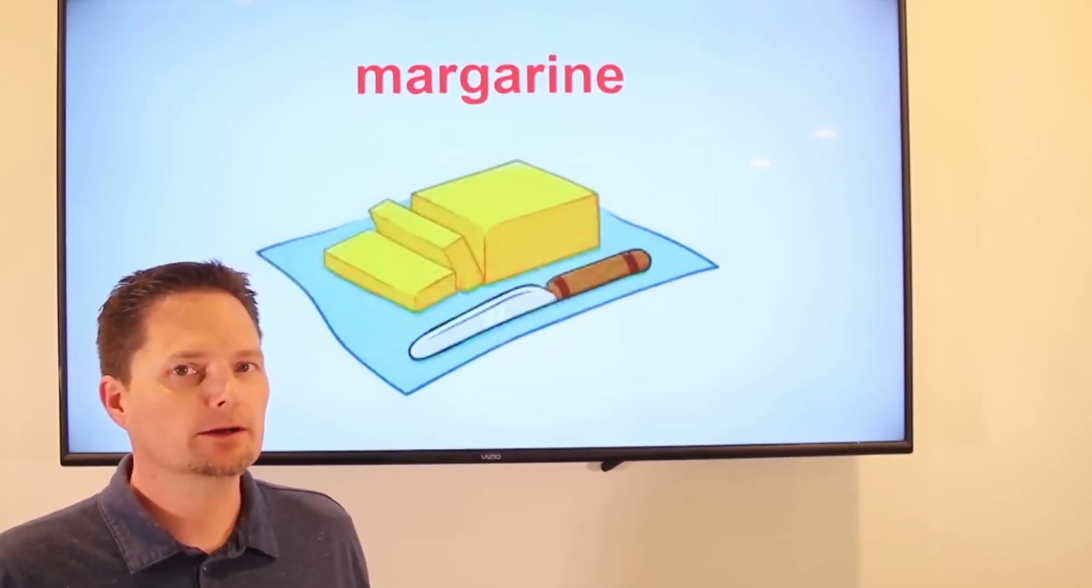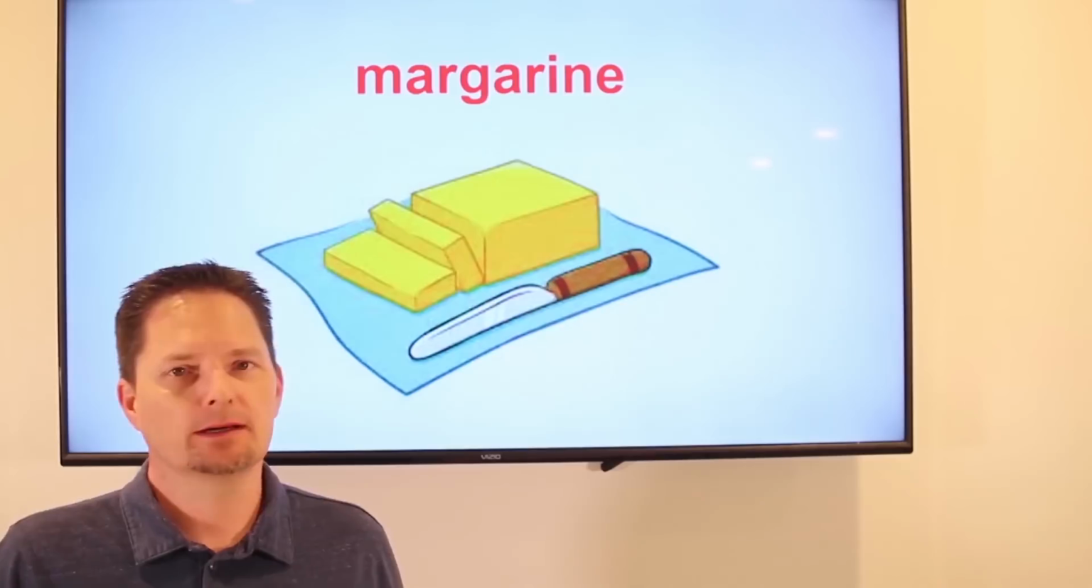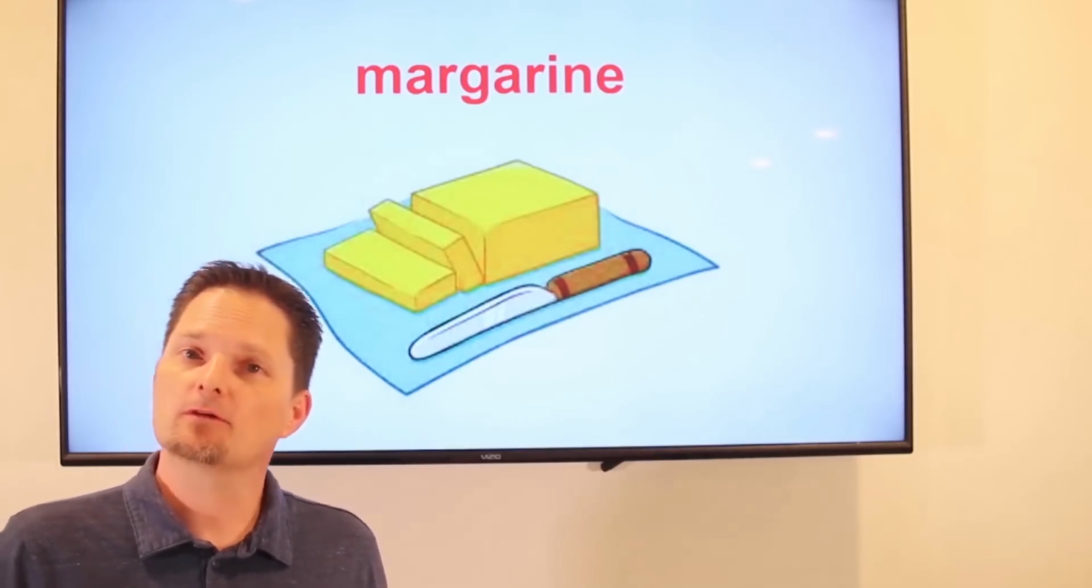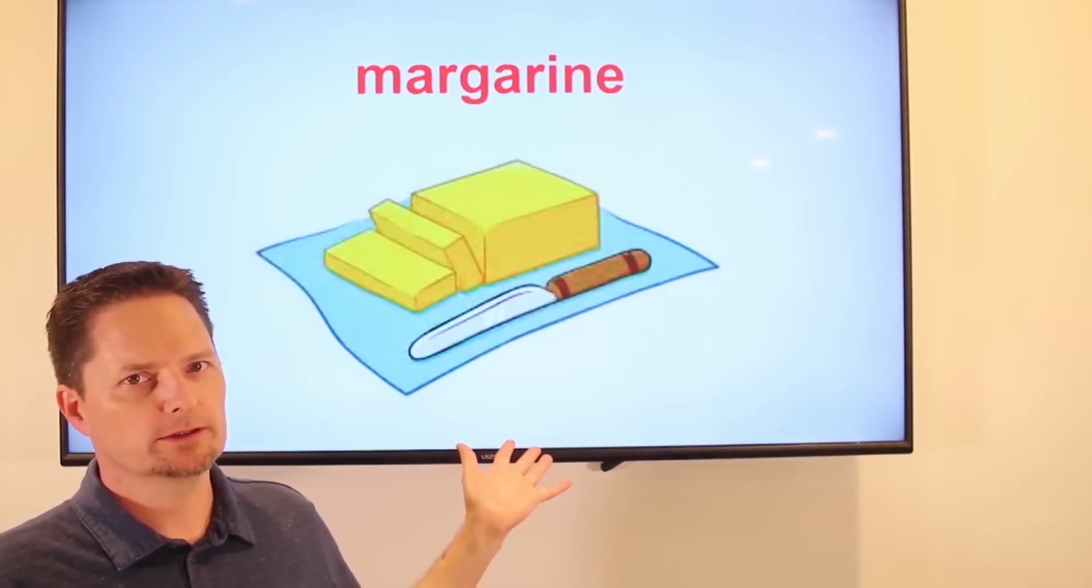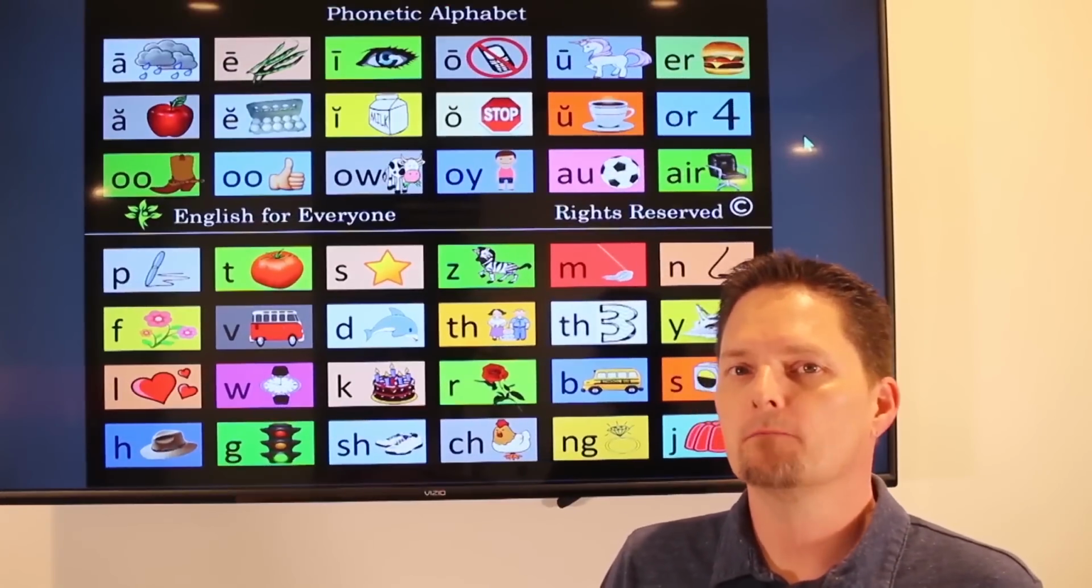Next we have margarine. Margarine is not real butter. It's similar to butter, but it's not real butter. I prefer real butter. I don't like margarine. Pronunciation, margarine.